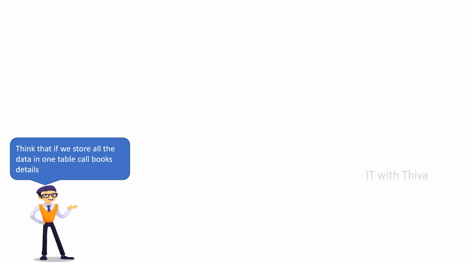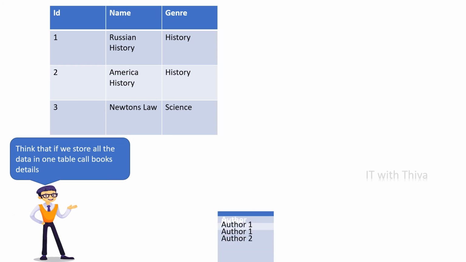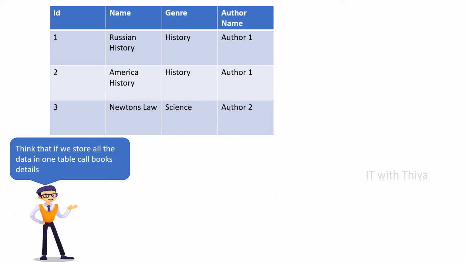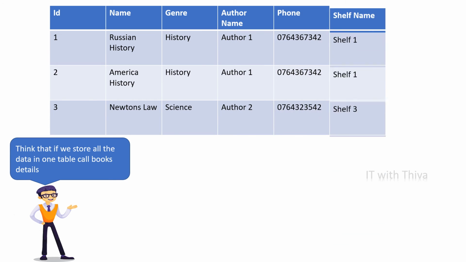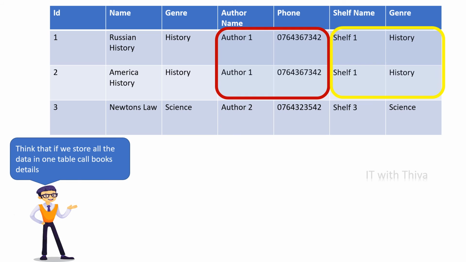Think that if we store all the data in one table called book details, we have to first store the ID, name, and the genre of the book. Then we have to store the author's name and the author's telephone number. Then we have to store the shelf and the shelf genre. As you can see in here, author one is repeated and his phone number is also repeated. And shelf one and shelf one's genre are also repeated. So now we have data repetition in our tables.